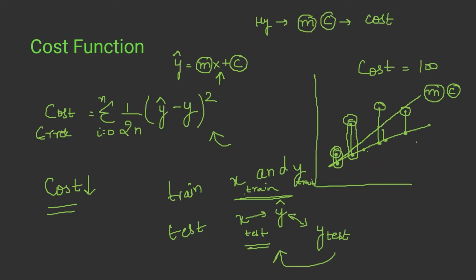Now the question arises, how to update these m and c values? To update them, we have a very important thing to understand, which is the gradient descent algorithm. We will understand the concept of the gradient descent algorithm in the coming lectures. So first of all, we perform forward propagation, then we calculate the cost. Now our target is to reduce the cost, right?